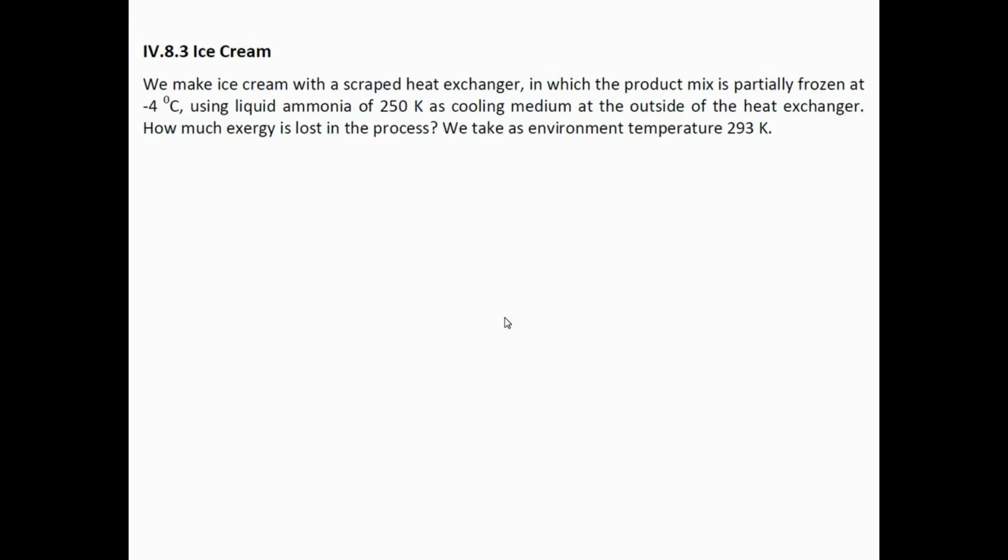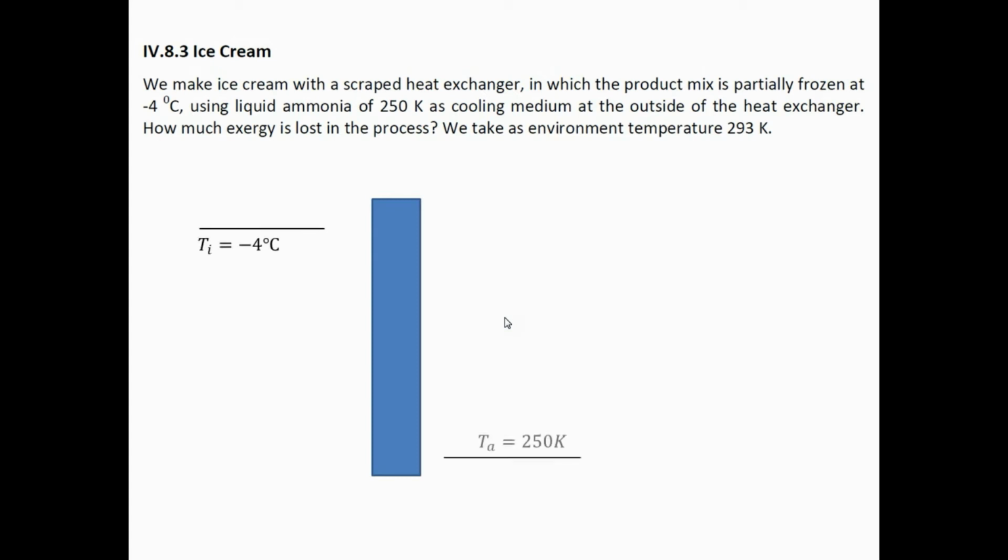Once more, we have a heat exchange process. We have a wall. On one side we have the product at -4. On the other side we have the ammonia, which has a temperature of 250 Kelvin. And of course in between there is a temperature gradient. We know a little bit more because we also know the reference temperature of 293 Kelvin. Then the question is how much exergy is lost.